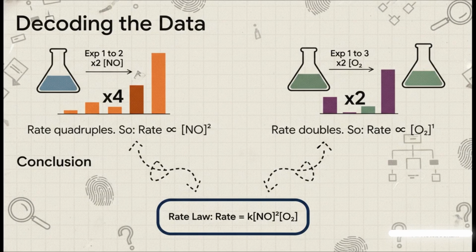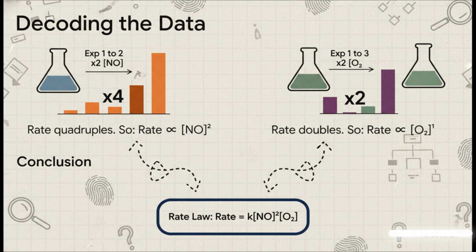First, let's compare experiment 1 and experiment 2. Notice how the oxygen level is the same, but the nitrogen monoxide has been doubled. Now look at the rate. It jumped from 0.096 all the way to 0.384. That's 4 times faster. So we double the reactant, and the rate quadruples. That means the rate must depend on the concentration of NO squared.